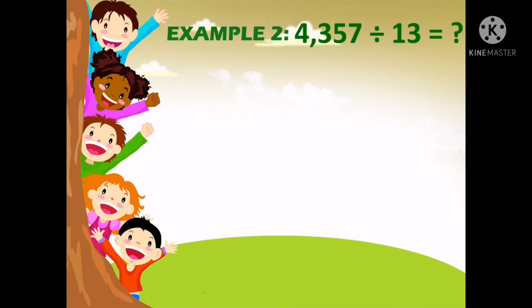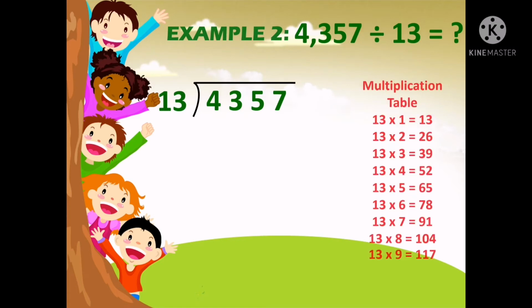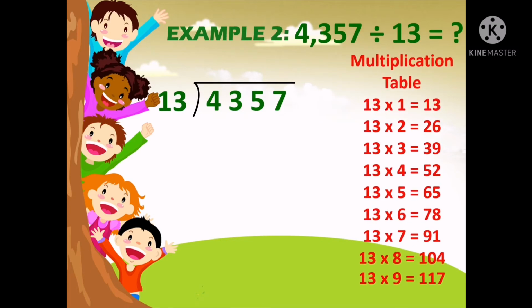4,357 divided by 13, and it's still easier to divide that using this long division method. So our divisor is 13. You may write the guide for the multiplication table of 13, or the multiples of 13, up to the 9th multiple so that it would be easier for you to divide. You can also make use of trial and error for multiplying 13 by different numbers from 1 to 9 in order for you to know how many 13s are there in the given dividend.